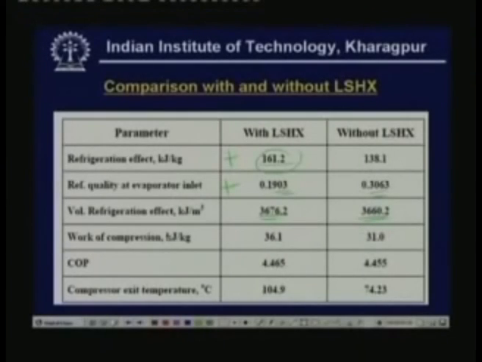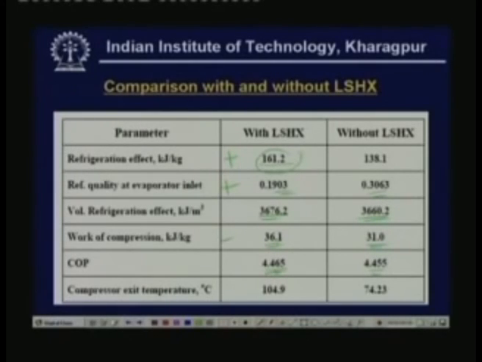Then work of compression. Obviously with the liquid suction heat exchanger, work of compression has increased because the isentropes in the superheated region are flatter compared to the isentropes closer to the vapor dome. So, this is 36.1, this is 31. So, this is actually a negative point. And COP you can see is almost the same, okay.